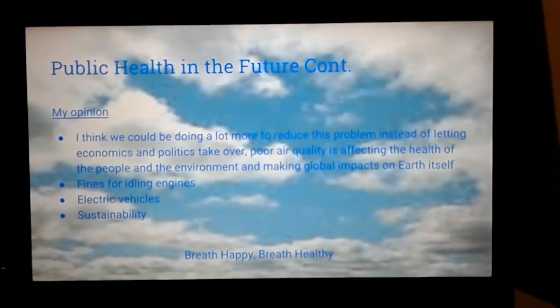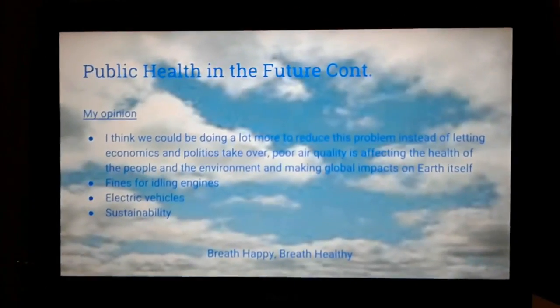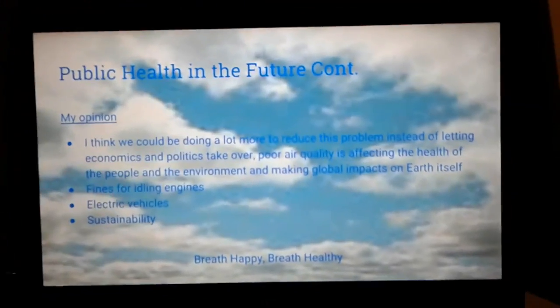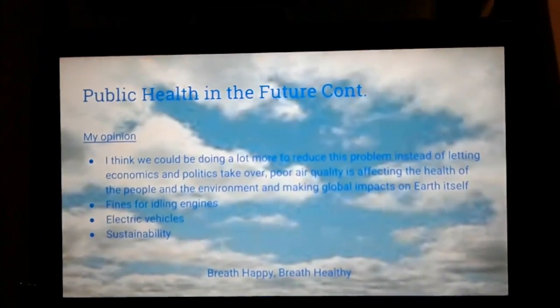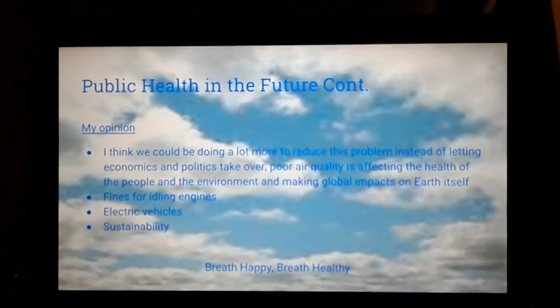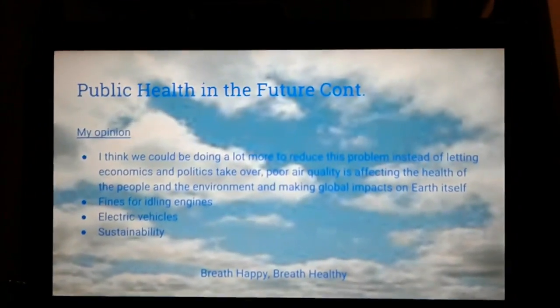I think that we should fine cars for idling engines when they're parked, but their engine is on and they're just waiting. That's just letting exhaust and chemicals into the air at an unnecessary rate. Hybrid vehicles have really been taking off, but I think we should really push for electric vehicles and sustainability.